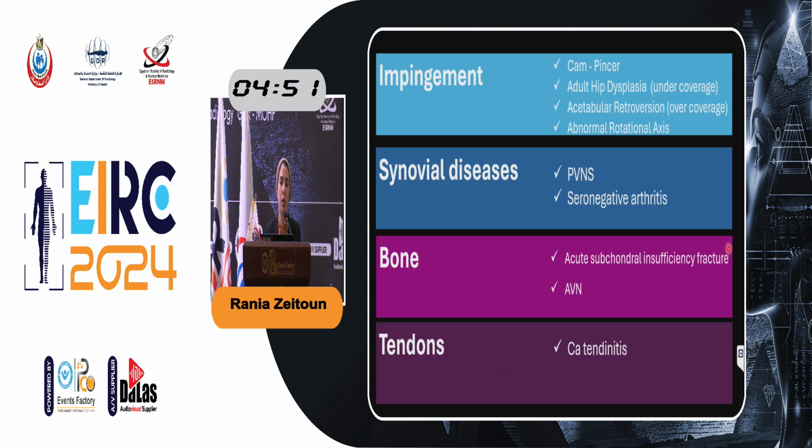So to conclude, we can categorize the different reasons of pain of the young adult hip into impingement or instability cases, synovitis, PVNS, acute subchondral fractures and avascular necrosis, and different pathologies and tendinopathies.